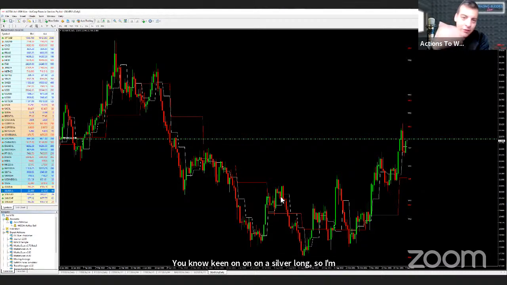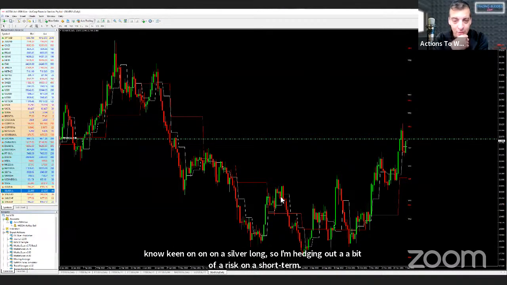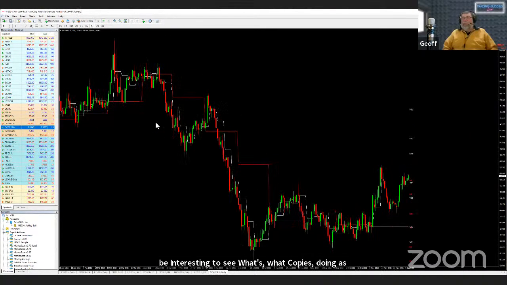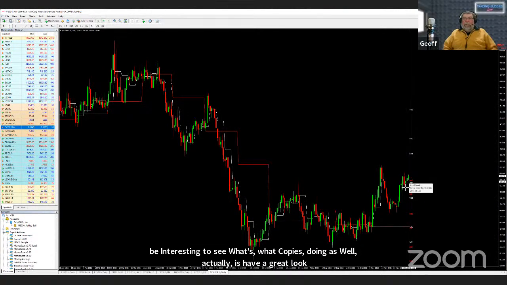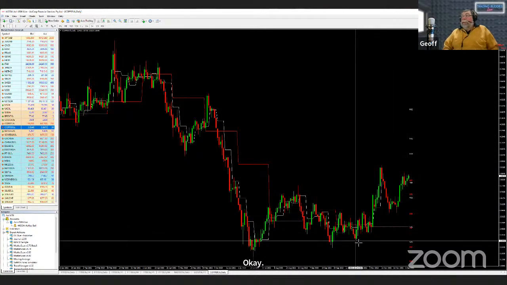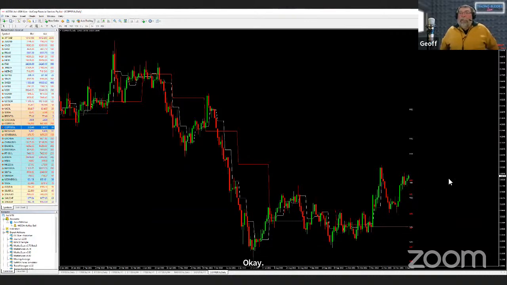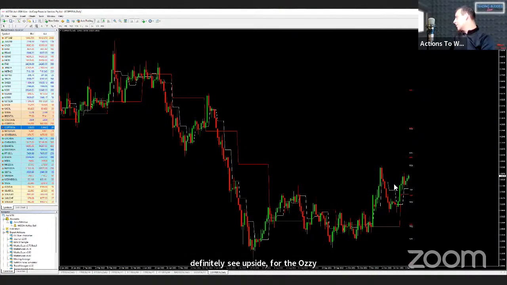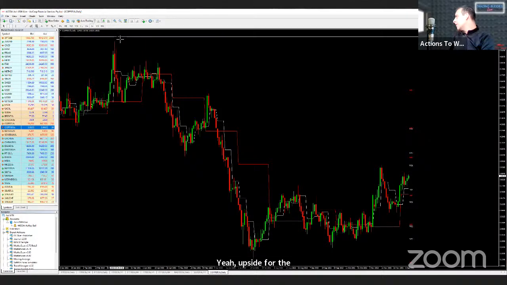But I quite like the silver, and what you said, I didn't know that about China. If that's the case, that we see China reopen, then we're going to see some of these industrial metals do pretty well. It'd be interesting to see what copper's doing as well. Actually, let's have a quick look. I only just heard that on the nightly news here, my local nightly news. So I don't know how relevant it is, how true it is, but if it is true, then I definitely see upside for the Aussie, and upside for copper as well would look pretty good.